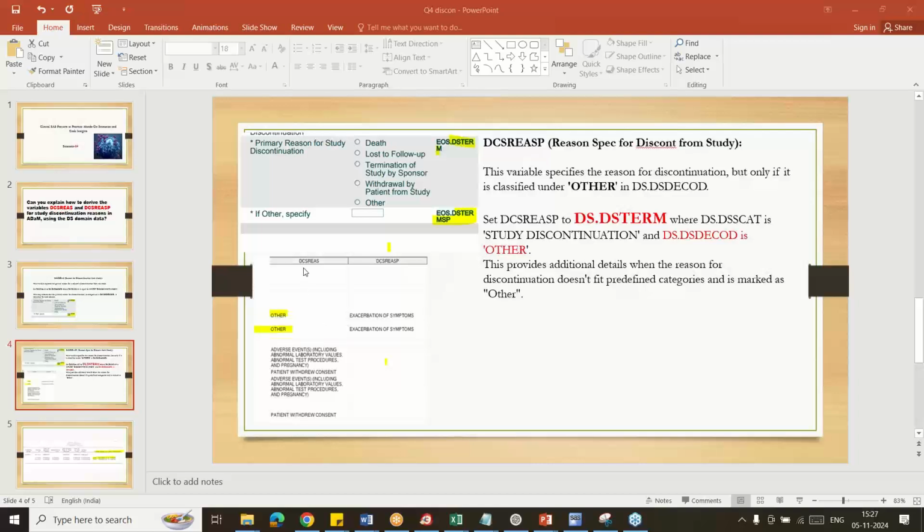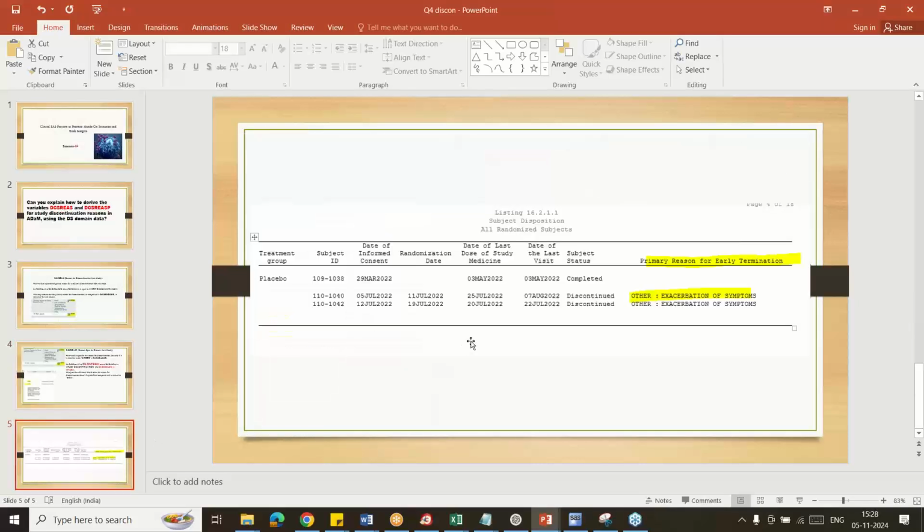Okay, so here you can see, when DCSREAS is other, only then do we populate the other reason that the doctor wrote in the CRF; that reason we have to populate. Most of the time we can use the DS term and the DS code variable. If the DS code is other, then we can map the DS term information to the DCSREASP variable. Okay, so that information we have to populate in the listings and tables.